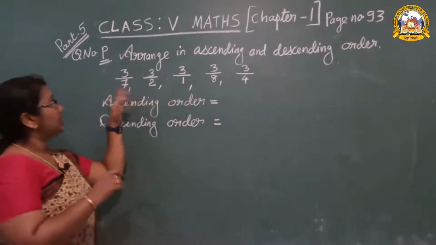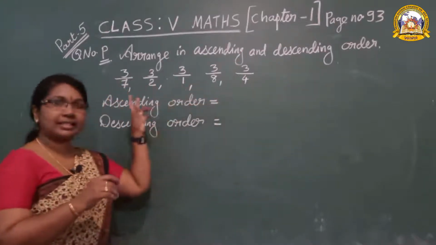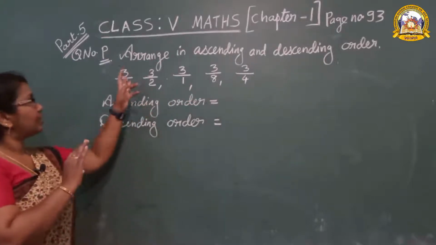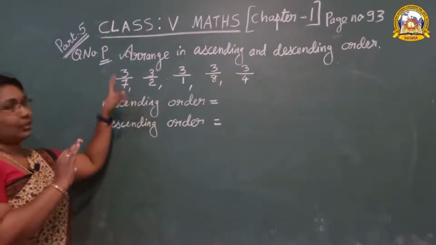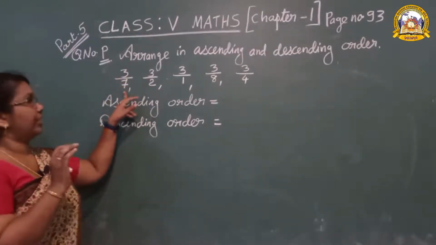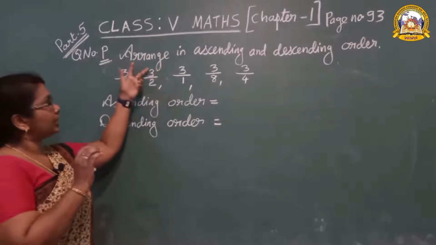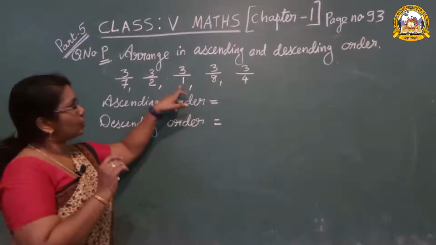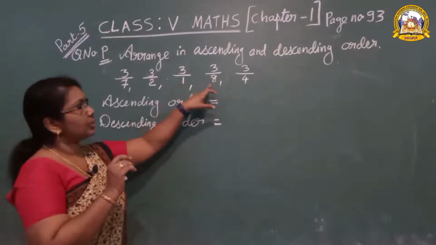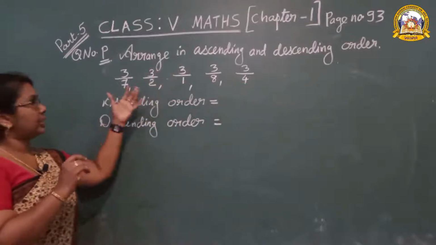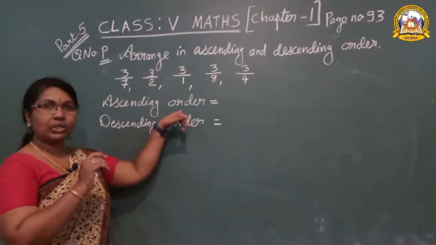Look here, students, these fractions are given. In the previous class, we studied fractions. Can you say what's the name of this fraction? Numerator is small, denominator is big, proper fraction. And this one, numerator is big, denominator is small, improper. This is also improper. This is proper. This is also proper. Now these fractions we have to write in ascending order.